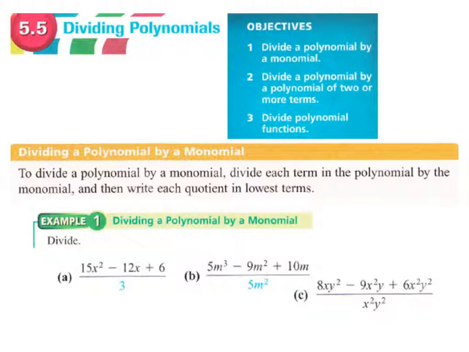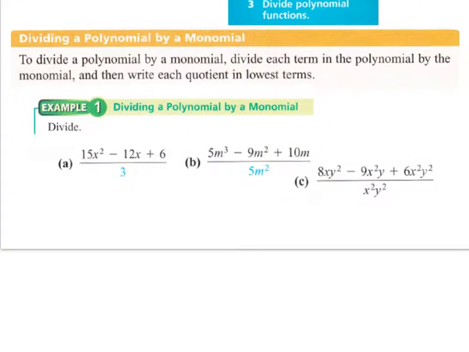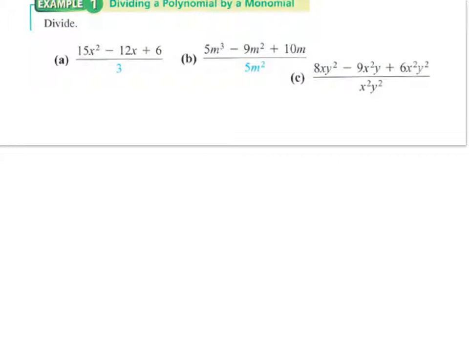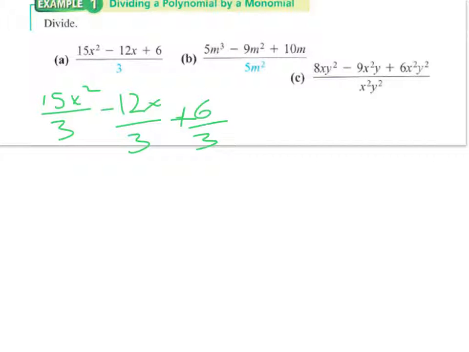We'll begin today by looking at dividing a polynomial by a monomial. We'll start by looking at dividing 15x squared minus 12x plus 6 by 3. Really what we do there is divide each of the terms by 3. And so we just then evaluate what that division gives us. So we'll get 5x squared minus 4x plus 2 for that one.